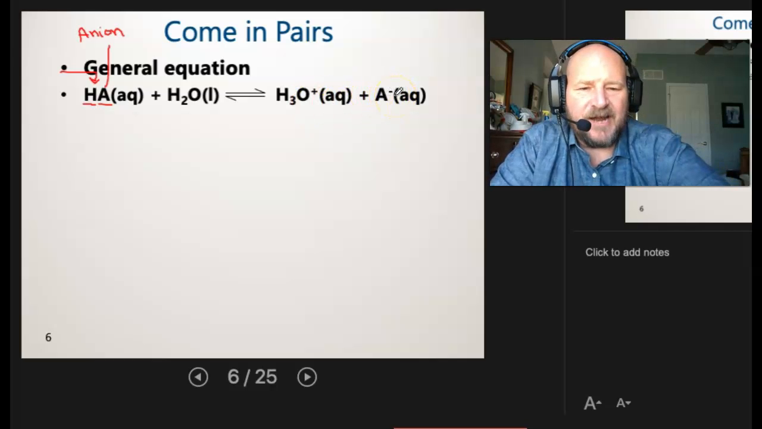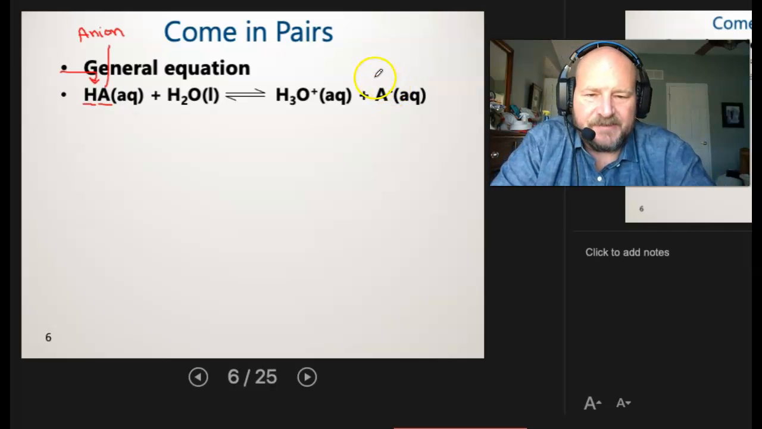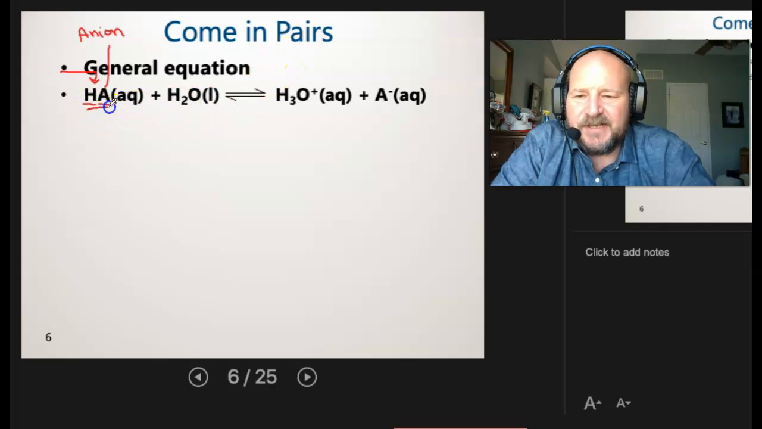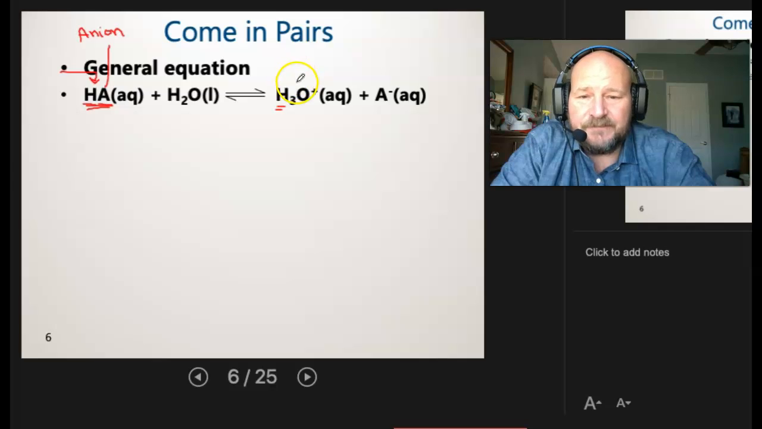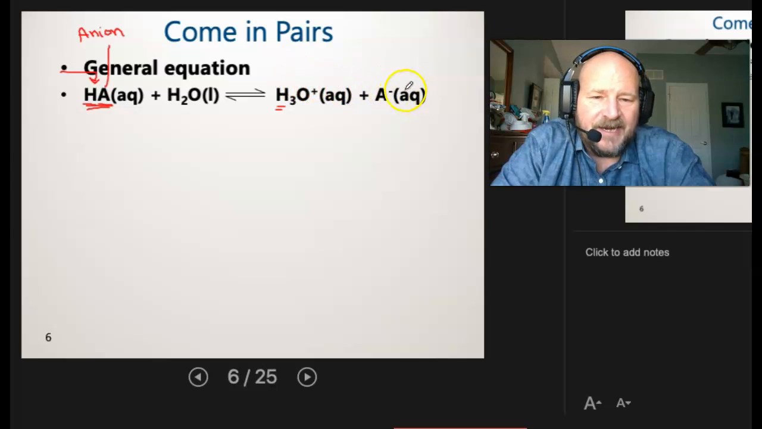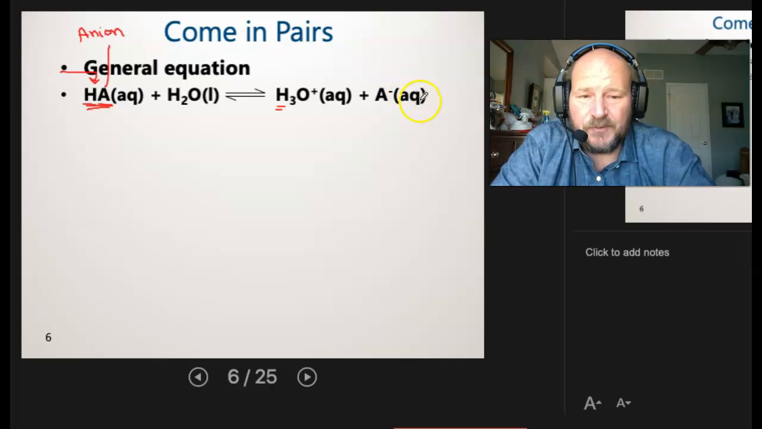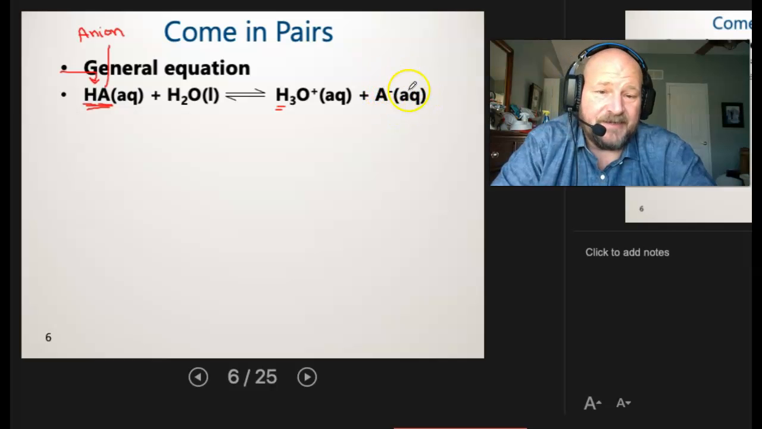Now, when we're looking at Bronsted-Lowry definitions of acids and bases, we just said it was a proton donor and a proton acceptor. So here we can see that HA is going to be our proton donor. And here, H2O is going to be our proton acceptor. Now, when we get to the other side of the equation, they're going to switch roles. H3O plus now has the extra proton. That means this can now be the proton donor. A minus has that negative charge. That means it can accept a proton. And so now it's got basic nature.